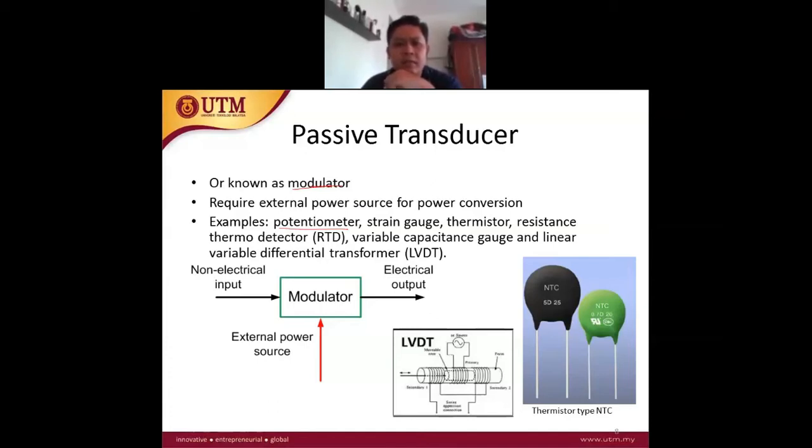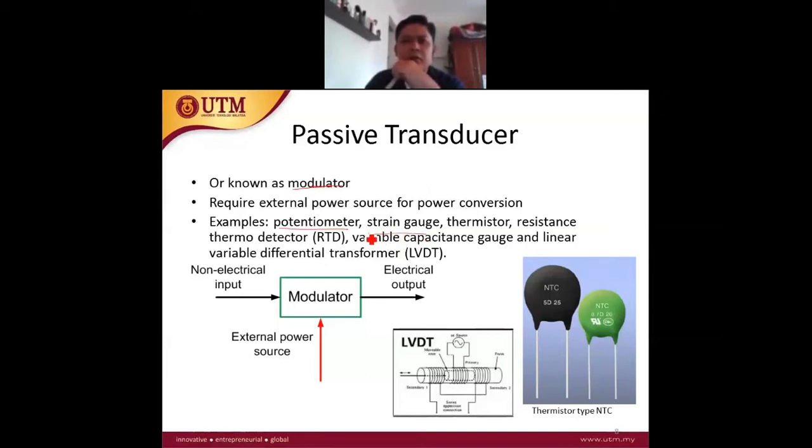So it means that the rotation is in a relationship with the resistance change, but in order to transform that resistance change into electrical signal, we have to connect the potentiometer to an electrical circuit. So the simplest one is by using a voltage divider. Then we have strain gauge.